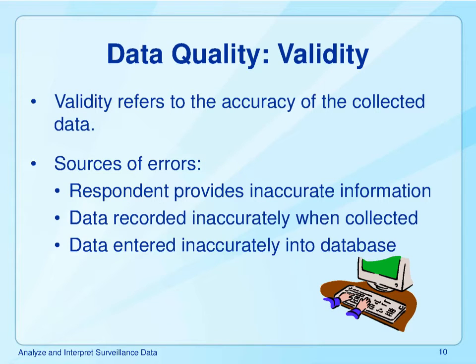Now, like completeness, lack of validity also affects the quality of data, thereby hindering the interpretation of that data. So here are some common errors that can threaten validity. First, survey respondents provide inaccurate information, and this is sometimes called respondent bias. Now, this often occurs when the topic or the issue is sensitive and a socially desired response is clear.